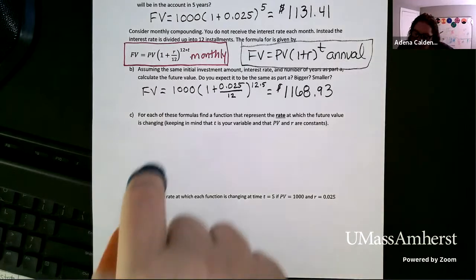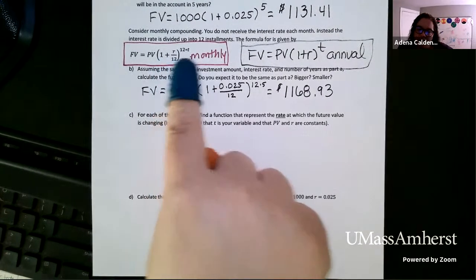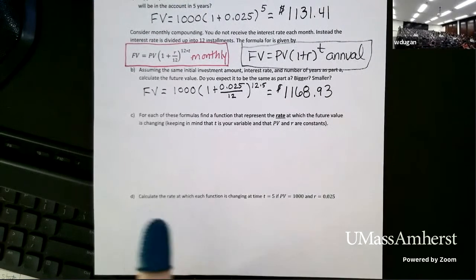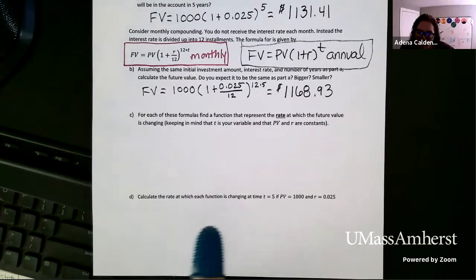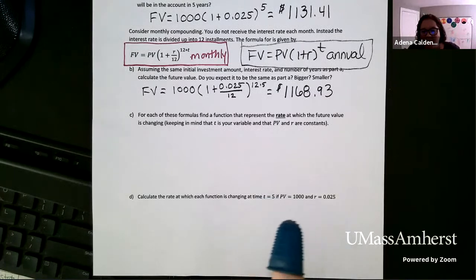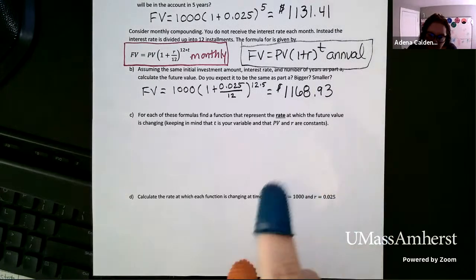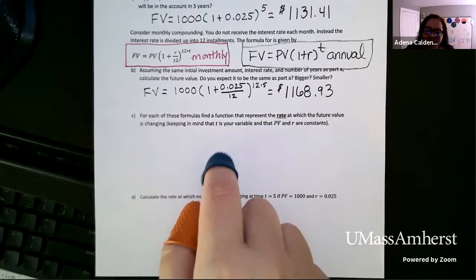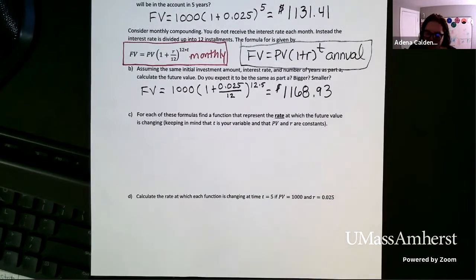Okay, so for part C, we're finding the derivative of each of these functions. And then for part D, we are calculating the actual rate at which the function is changing at t equals 5, PV equals 1,000, r equals 0.025. So we're plugging those values into the derivative to get the rate of change for part D.